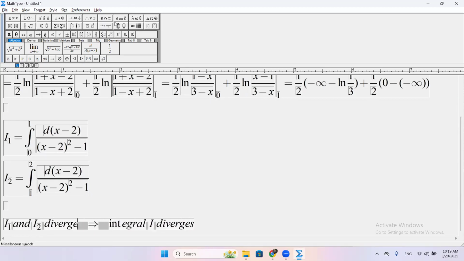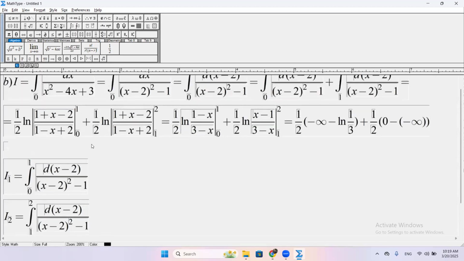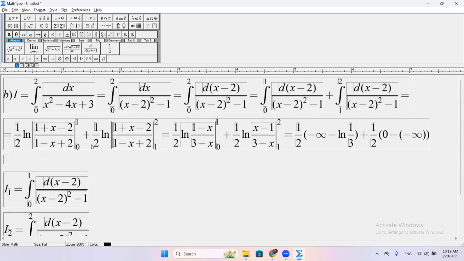Okay. So any questions about this exercise for now? Yeah, Bogdan? Got a question. When we were finding the antiderivatives of I1 and I2, why in the numerators do we have different values? So 1 minus x and x minus 1.